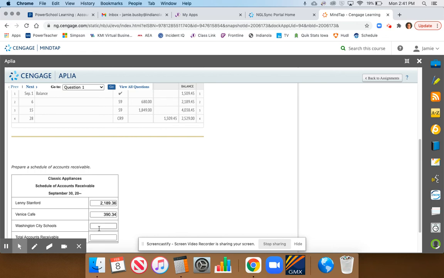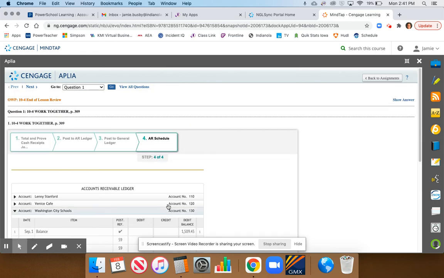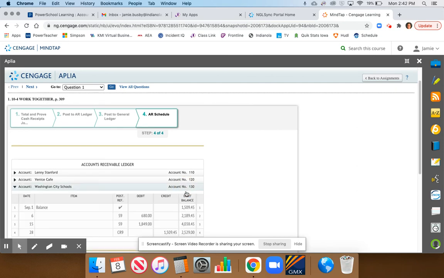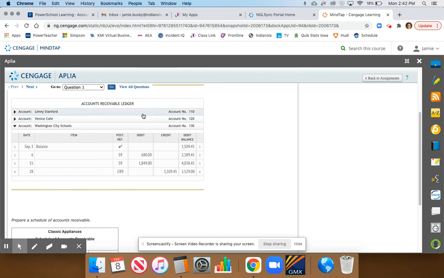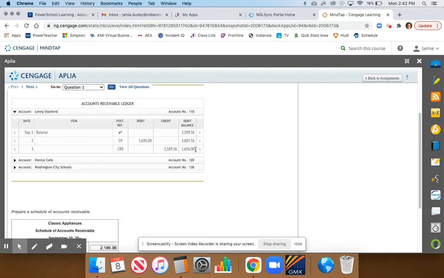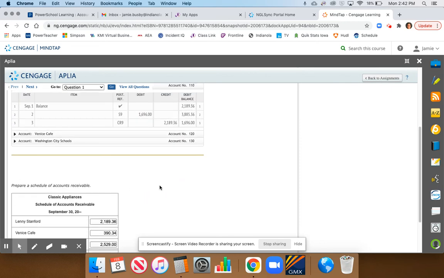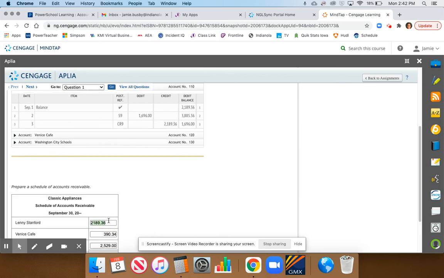Washington City Schools owes us $1,509. Their balance is $2,529. Our schedule of accounts receivable. I'm going to double check these numbers. Our balance for Lenny Stanford, I put the wrong amount there. It should be $1,696. Be sure you're looking at the balance amount.